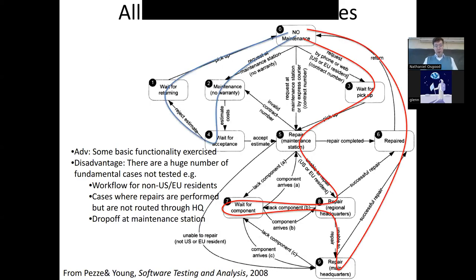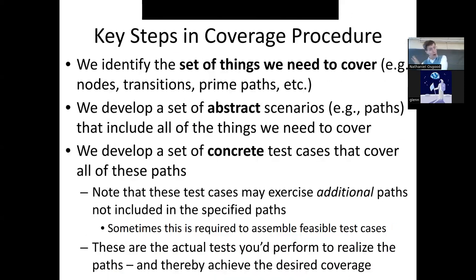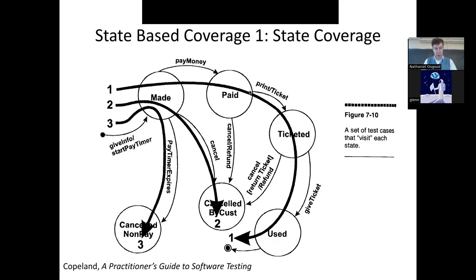That's good. Or here, if I had a graph for how my retail operation for fixing devices works, I've reached each node. Remember our rubric here, remember our rules. We want to find the set of things we need to cover. What are the set of things here? This one, this one, this one, this one.